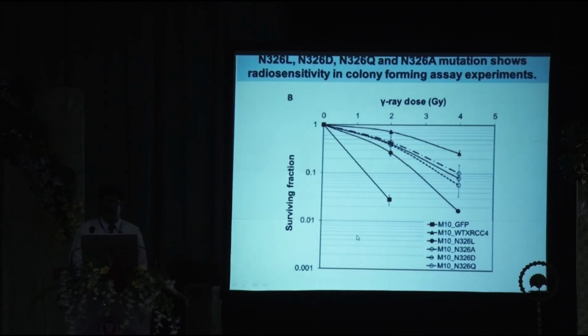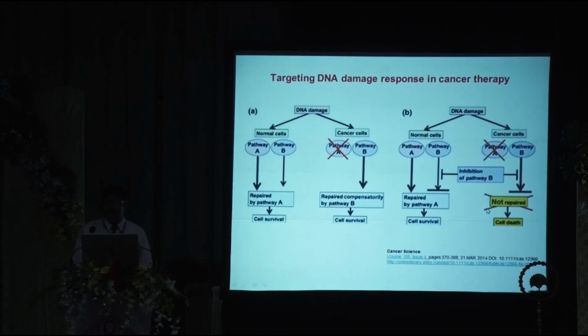And when we checked the survival fraction in the case of the N326L, N326D, N326Q, and N326A mutants, it shows an intermediate survival rate between M10 XRCC4 wild type and M10 pCMV, which is deficient of XRCC4 protein. So it means that this N326 is really important for this protein. By all these experiments, we wanted to know the role of this NHEJ repair in targeting the DNA damage response in cancer radiotherapy.